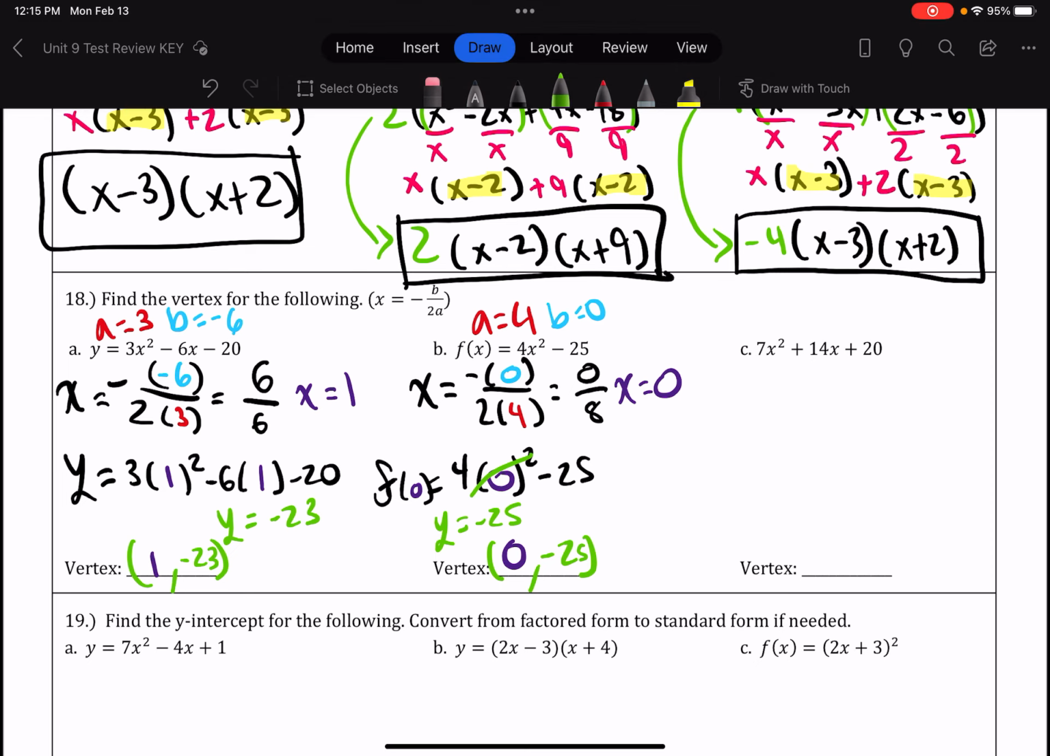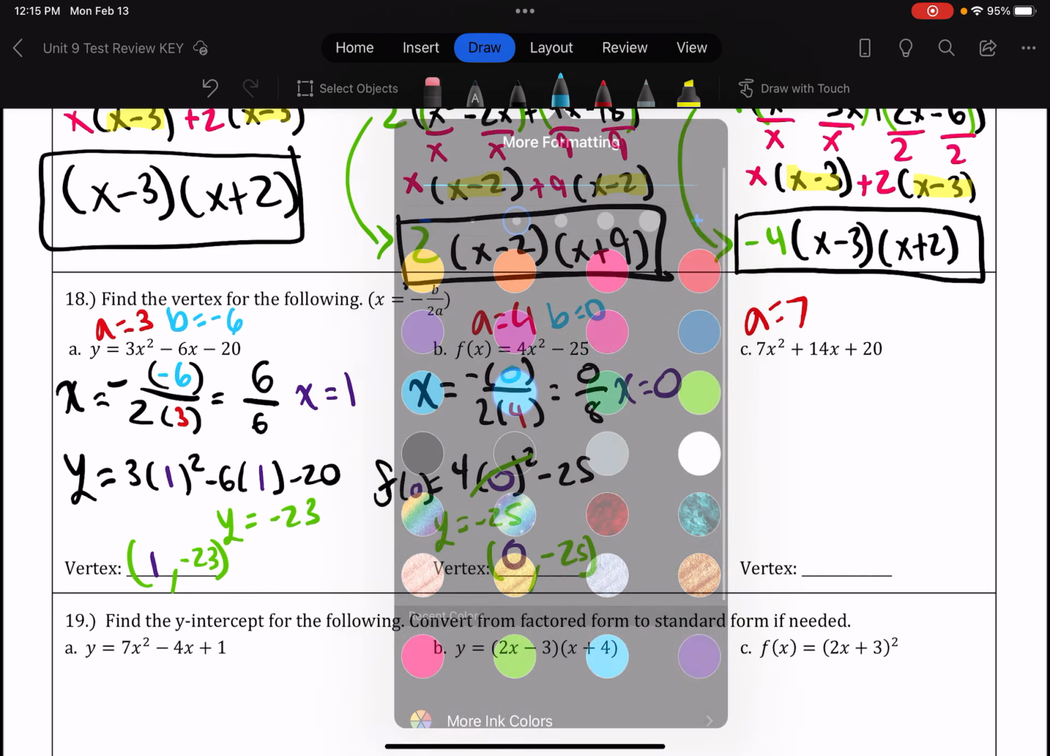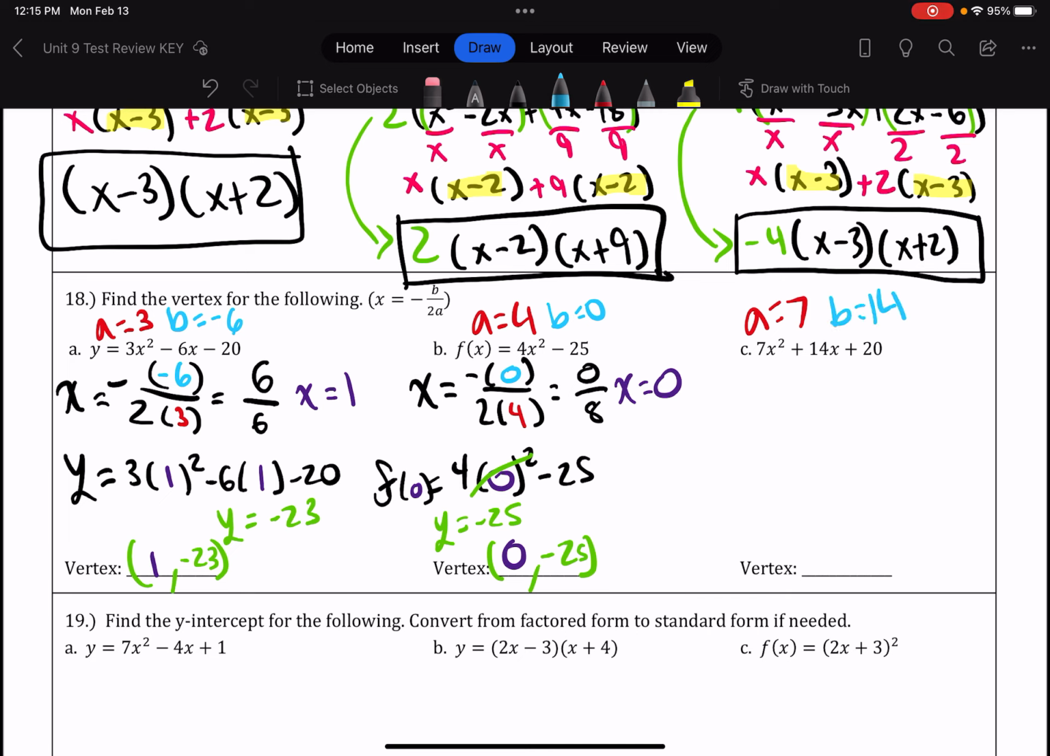Let's look at the last one. I got 7x squared plus 14x plus 20. Got an a value of 7 and a b value of 14. So I have x equals negative 14 divided by 2 times 7.